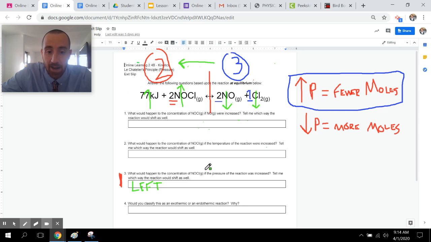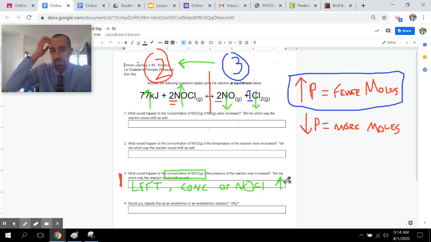And this question is, again, asking about the concentration of NOCl. So once you know this reaction shifts to the left, the concentration of NOCl will increase. So this shifts to the left, the concentration of NOCl increases. Excuse me, increases. My bad. NOCl will increase. Okay, there you go. So those are the 3 questions on Le Chatelier's principle.